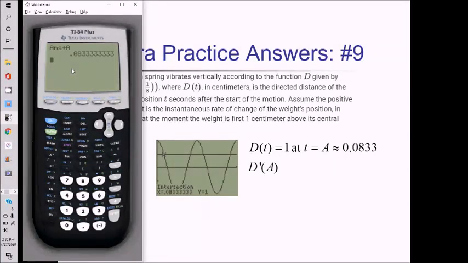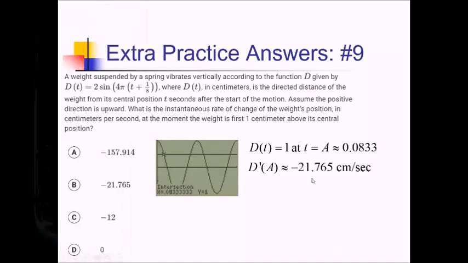So let me do math 8. That gives me my derivative with respect to x. And let me do alpha trace, y1 is where I stored my d function. And we want this at x equals alpha A. Enter. It comes out to about negative 21.765 centimeters per second, which is going to give us choice B.